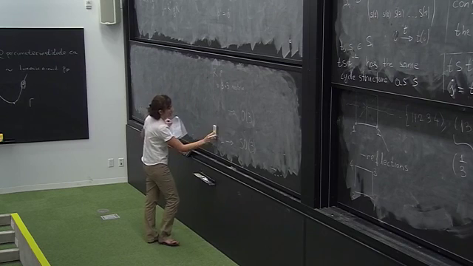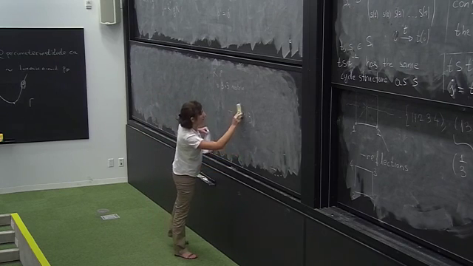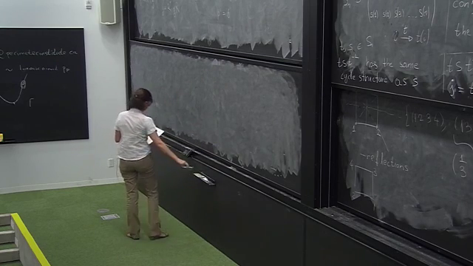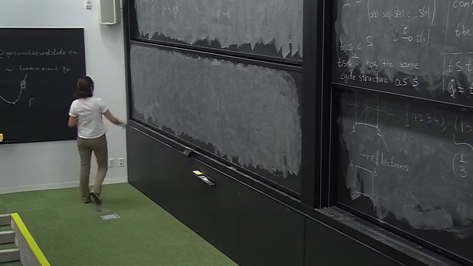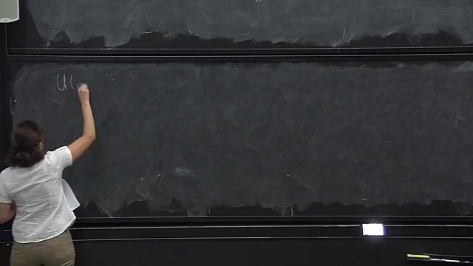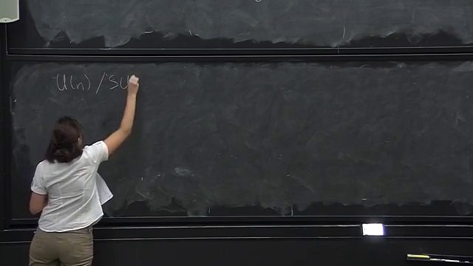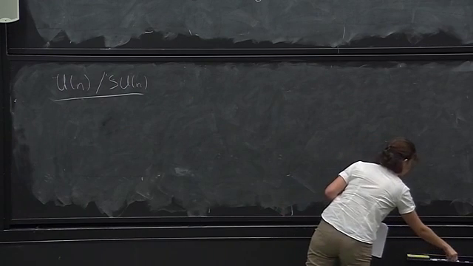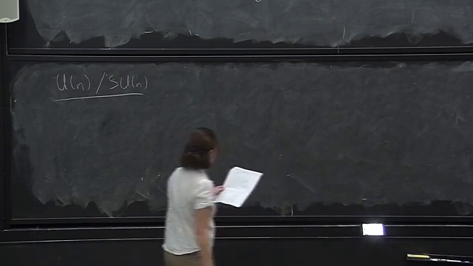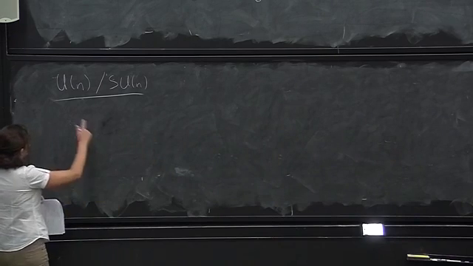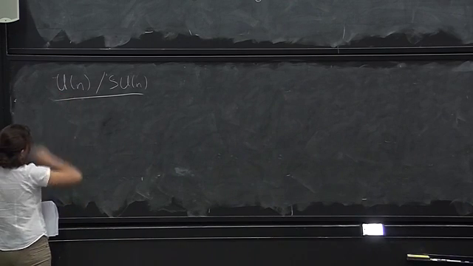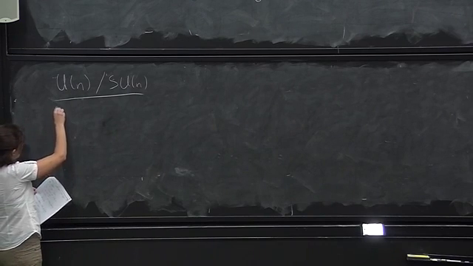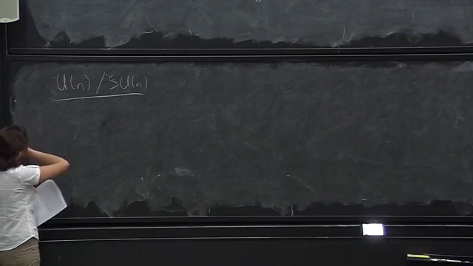What if we want to study rotations in Hilbert spaces? Then we need complex matrices. And then we are talking about the groups UN or SUN. So what is the group UN? It's the group of all unitary n by n matrices.